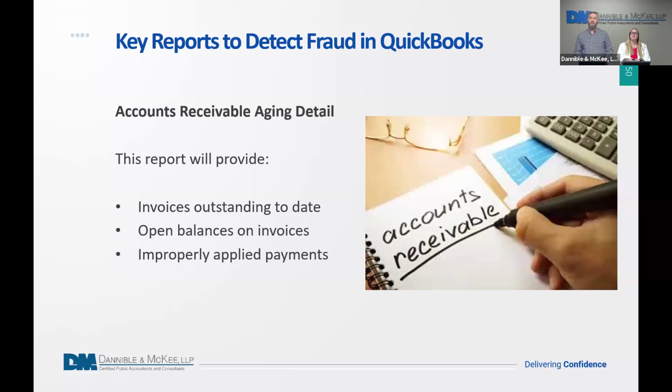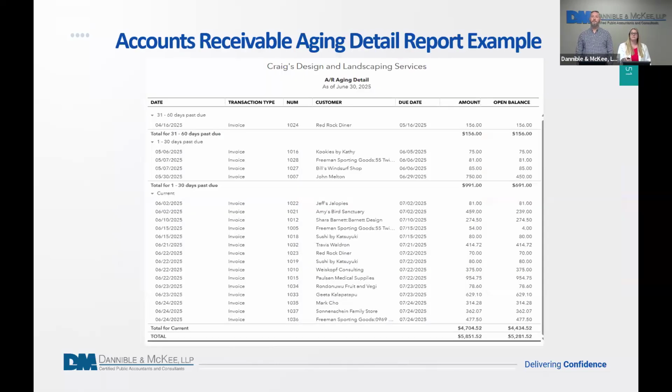So our accounts receivable aging detail report is really important. It shows your outstanding invoices to date, open balances on the invoices, and any improperly applied payments. So Sean had mentioned earlier that this could be an area where fraud is trying to be hidden. So when you're reviewing this report every month and you see this detail on there, you could see something that's really, really old and question that. And maybe it's not really old, maybe it's fraud.